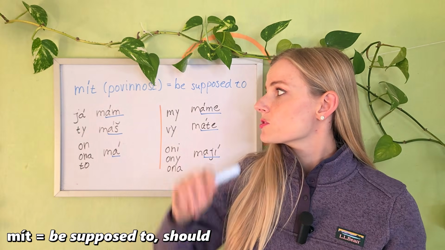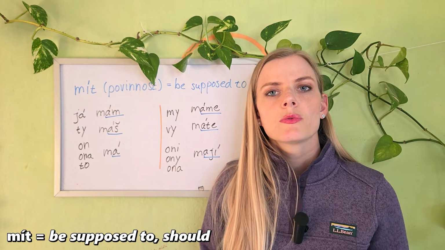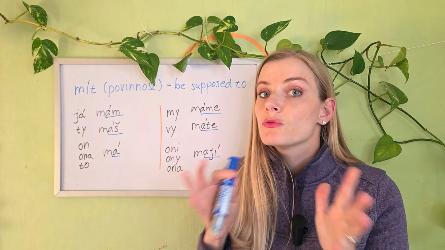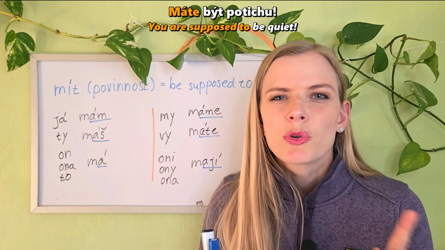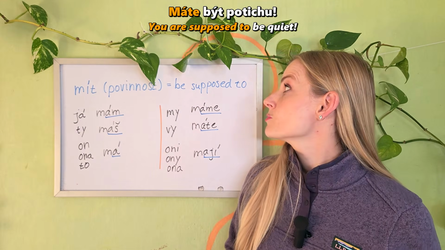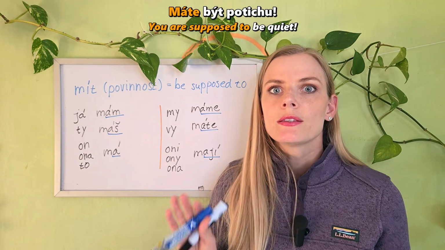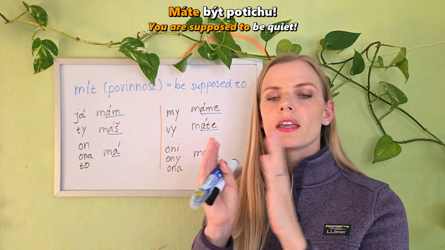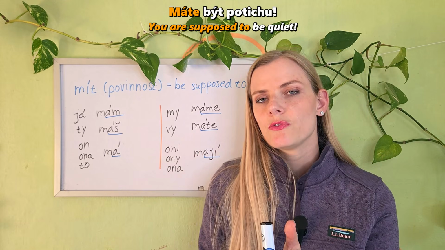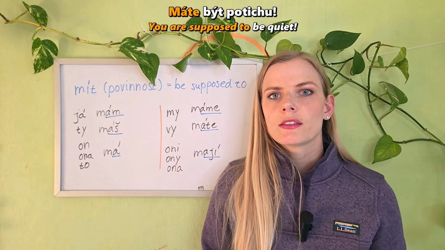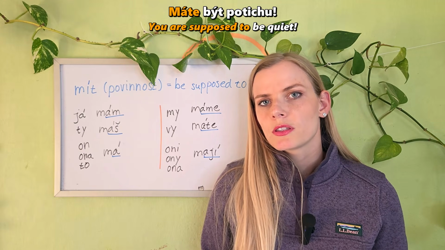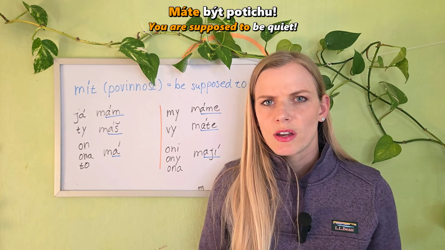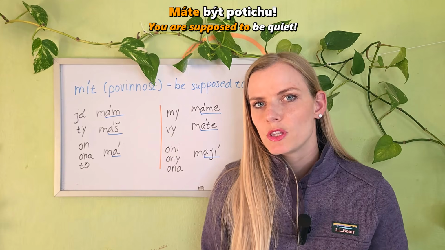Now, how do we use this verb? For example, someone wants to tell you your group is too loud. You're supposed to be quiet. So they say, shh, máte být potichu. You are supposed to be quiet. So we have máte and then být, which is in the infinitive form, and the rest of the sentence. Máte povinnost být potichu. It sounds a little weird, but it would have the same effect. We just say máte být potichu.